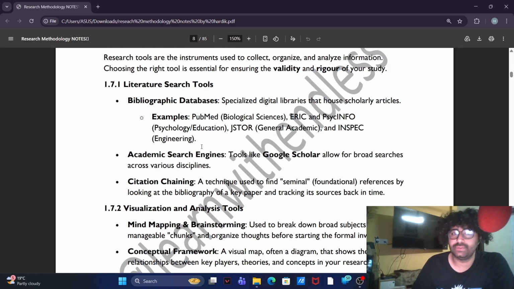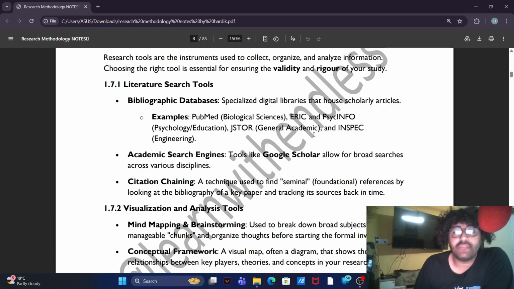Literature search tools. Here are some literature search tools: bibliographic databases, academic search engines, citation chaining. Let's go through them one by one. Bibliographic databases, specialized digital libraries that house scholarly articles. Example: PubMed, for biological sciences.